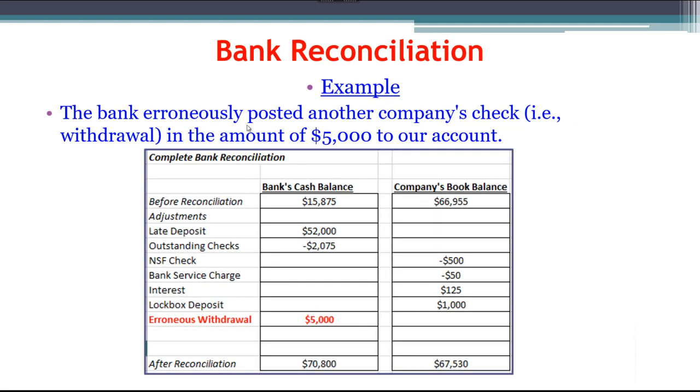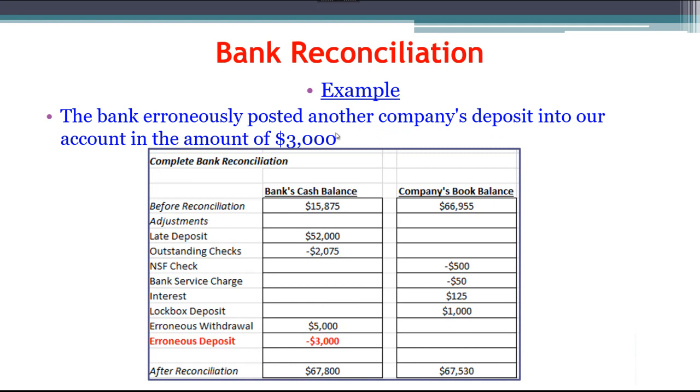The bank erroneously posted another company's check, in other words, a withdrawal, in the amount of $5,000 to our account. There's nothing we need to do on our side. It's not a valid cash amount. The bank recorded that withdrawal. They subtracted money in their cash balance. We need to reverse it by adding that amount back in.